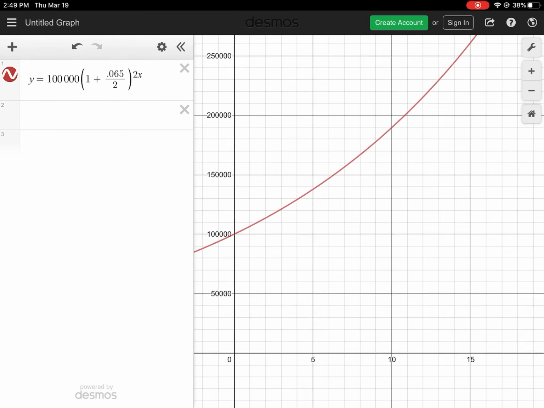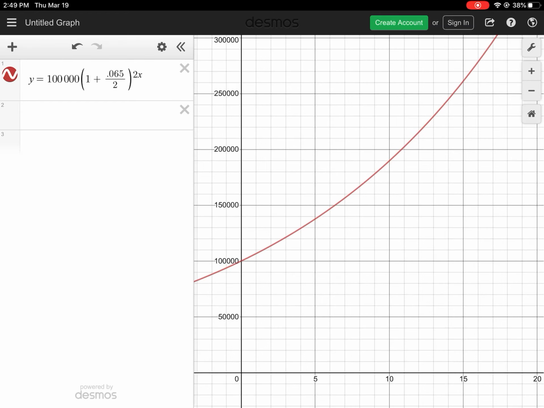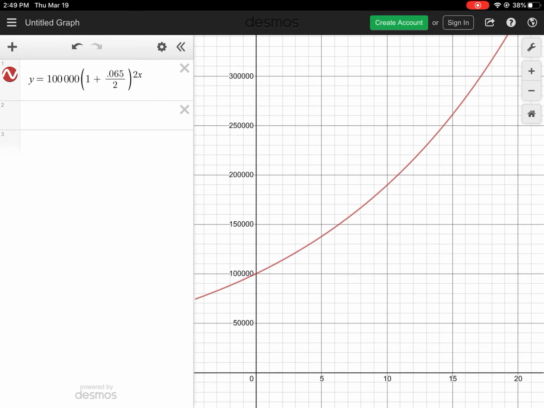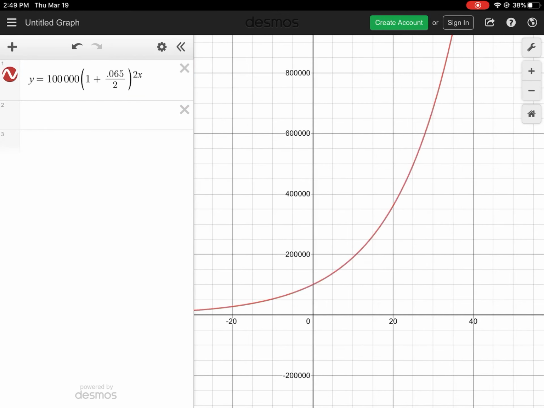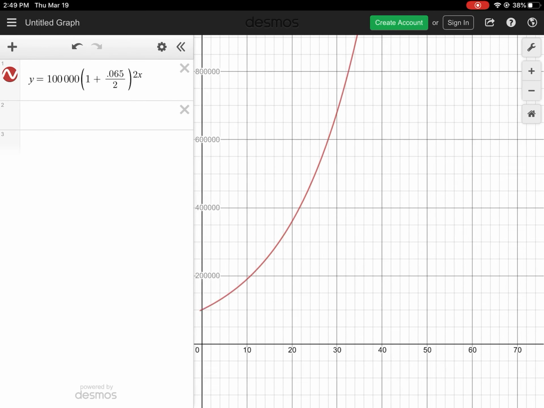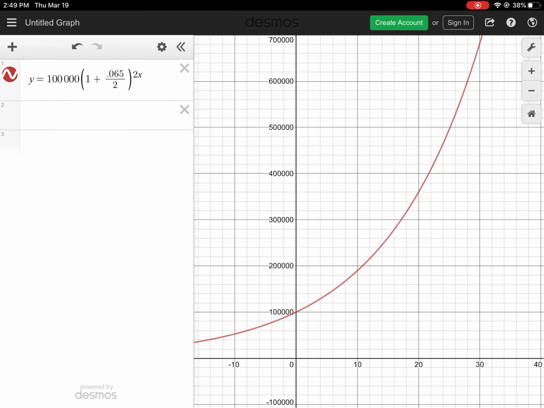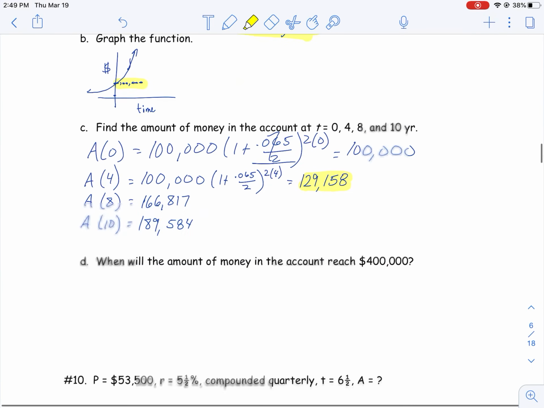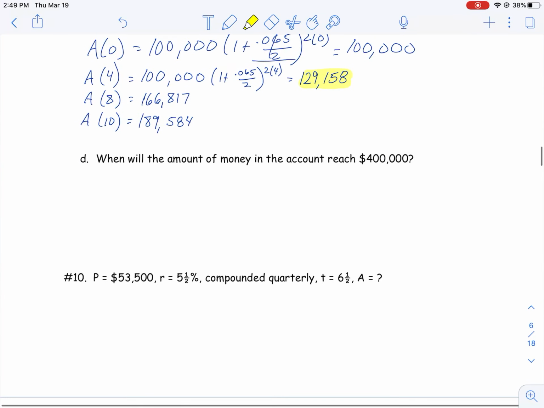There we go. So you can see this is what it looks like over 20 years, 100,000, and we see that exponential shape, especially if I zoom out, that we're more familiar with. But if I zoom in, we get that picture as well. All right, so let's go back to the graph. That's actually probably sufficient as long as we show that it's at 100,000 there in exponential growth. That's probably good enough. Let's go down to Part D.